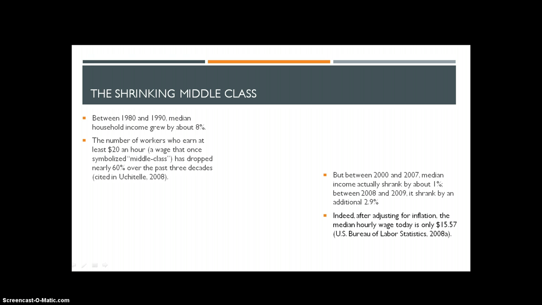At one time, if you earned $20 an hour, you were considered middle class. However, most Americans today only earn $15.57 an hour, adjusted for inflation. That's a nearly 60% drop of income over the last 30 years. And at the same time, while Americans have seen their income drop, corporations have seen their profits rise.